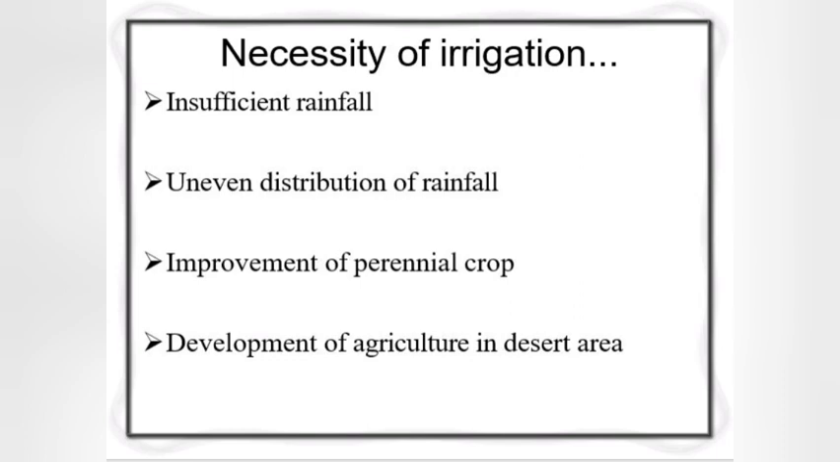And nowadays even agriculture-based employment has increased. So under such conditions artificial supply of water is mandatory. We can't eliminate this kind of irrigation process, right? So these are the necessities for irrigation.